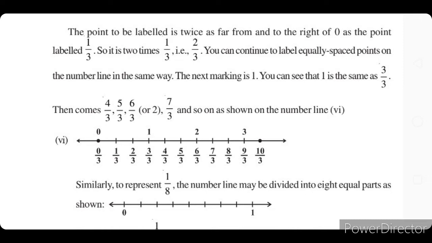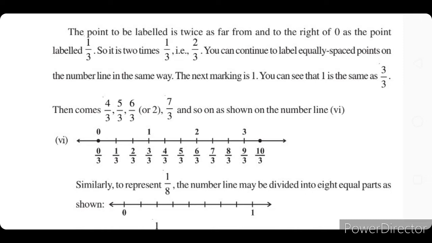So we will start from 0. Starting from 0, because 3 is the denominator, so 0 upon 3, 1 upon 3, 2 upon 3, 3 upon 3. 3 upon 3 means 1. Then 4 upon 3, 5 upon 3, 6 upon 3. 6 upon 3 means 2. So 7 upon 3, 8 upon 3, 9 upon 3. When we divide, it will be 3.